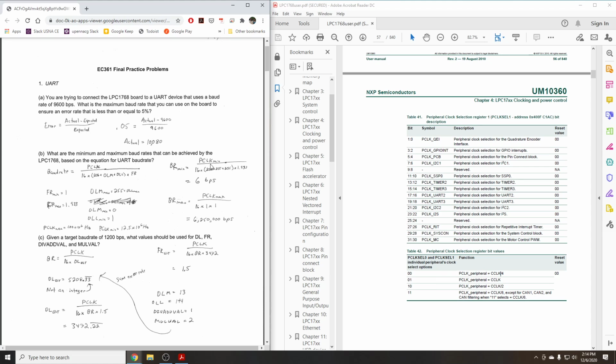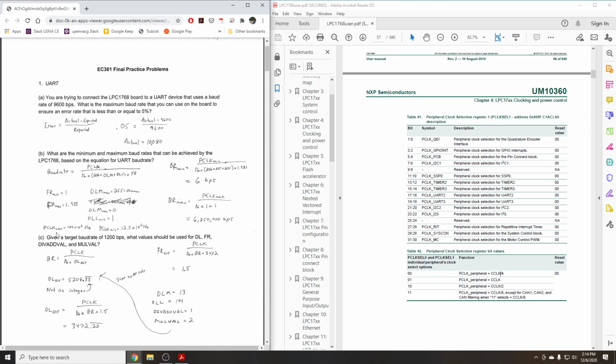And so we plug all these in, the minimum clock divided by the maximum DLL, DLM and fraction, and that gives us 6 BPS, our smallest baud rate possible. So 6 bits per second, pretty slow.